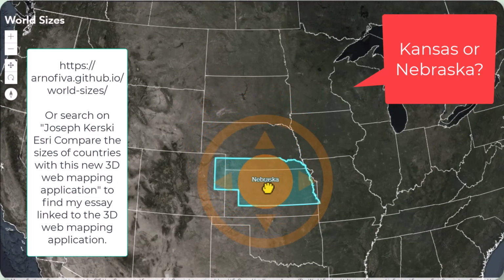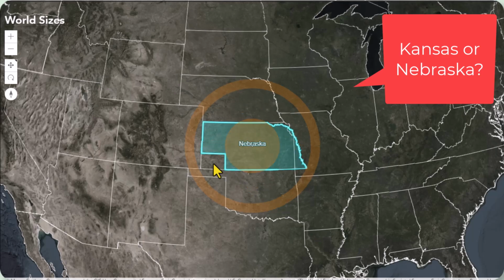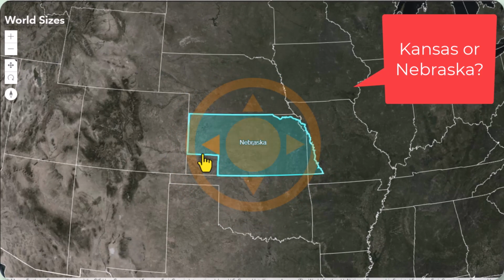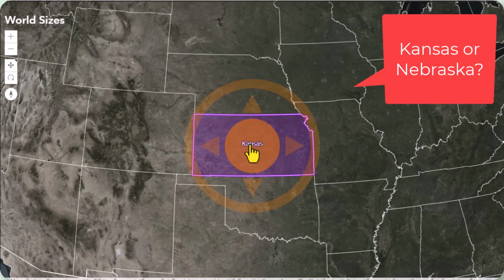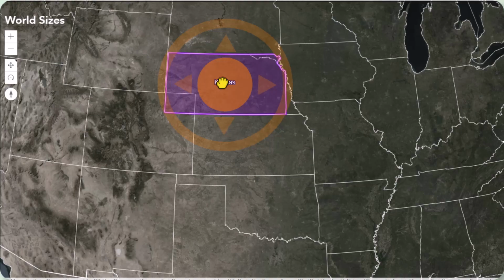Let's look at Kansas and Nebraska. Nebraska's got that panhandle up to the northwest. So if we drag Nebraska using this tool down to Kansas, we can see some overlaps and some gaps. So visually, it's hard to determine which one is actually larger. They look relatively the same size. We can drag Nebraska onto Kansas, and conversely, we can drag Kansas onto Nebraska.